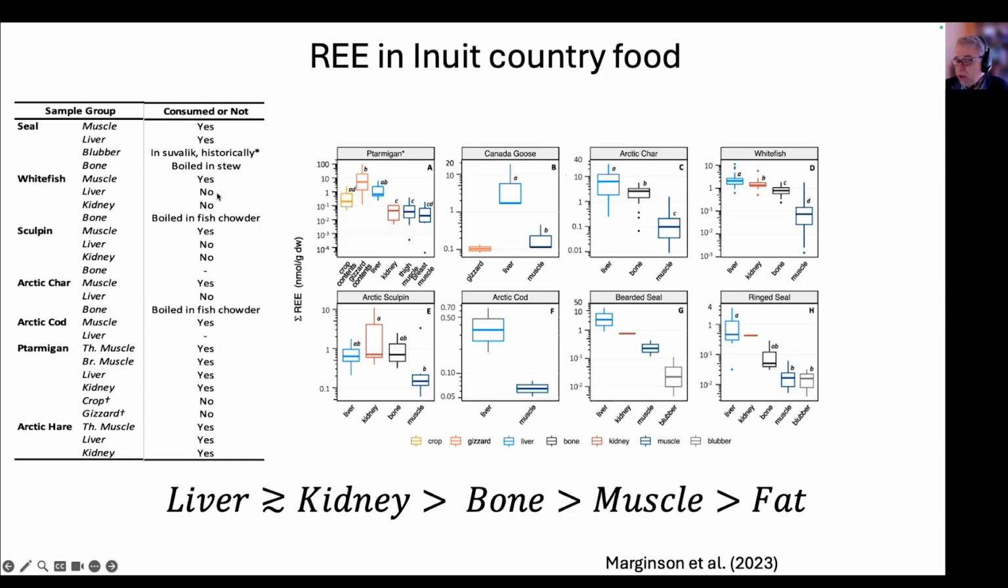So we measured the REEs in all of these organs, and we won't go through all these graphs. The general conclusion from these graphs is that usually the liver is the best accumulator of REEs, nearly as much as the kidneys, and then you have the bones, the muscle, and the fat. This is important in deriving exposure and risk for the consumer. Usually the muscle is really at the end of the sequence, as we've seen in the experiment.